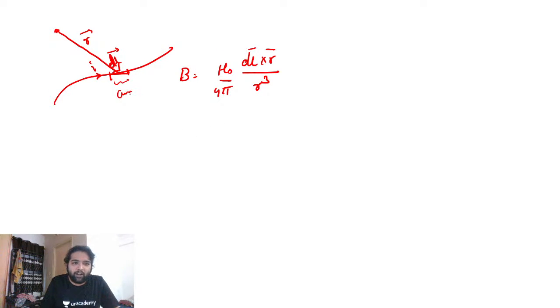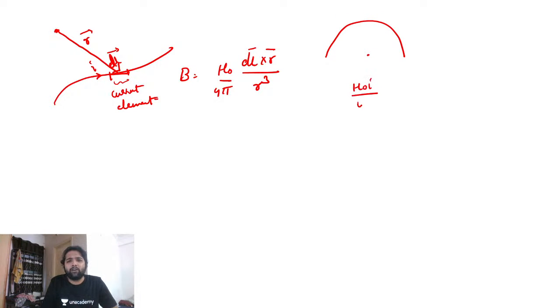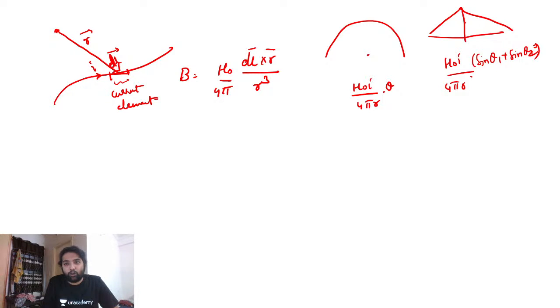Alright, so this small element is called current element. We discussed many formulas for this. For a ring, it will be equal to mu naught I by 4 pi r into theta. And for a line, we took it is equal to mu naught I by 4 pi r into sine theta 1 plus sine theta 2. Remember, theta 1 and theta 2 are angles made with the position on either side, and the distance is r. So this is what we found out, the magnitude of the field at point B. So all this we discussed, but there is a much simpler trick to the whole thing.